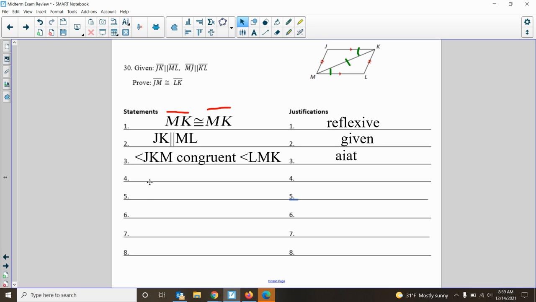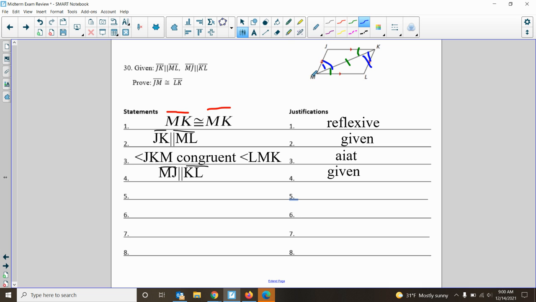Now let's do the other pair of parallel lines. MJ parallel to KL. Segment on top. Up here too. Segment, segment, segment, segment. And that's given. Now the same thing happens here, but for the different lines. Now these two lines are parallel, and now these are my alternate interiors, right? It depends on which lines are parallel as to which alternate interiors are congruent.